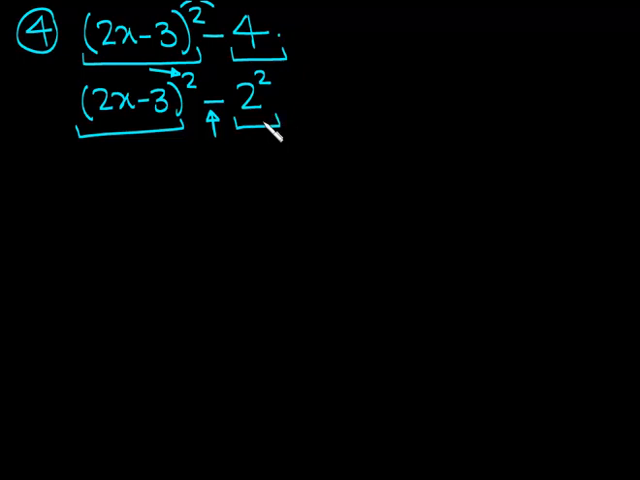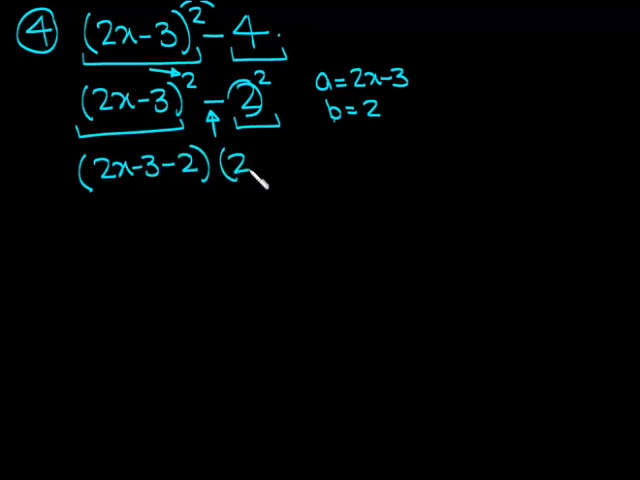So I wrote this as a difference of two squares. You can see that clearly. Out here my a is something complicated. It's 2x minus 3, and my b is just 2. A is your base here, b is your base here. So what do I get? I get the product of the conjugates. So I get a minus b, so I get 2x minus 3 minus 2. And then I get a plus b, 2x minus 3 plus 2.